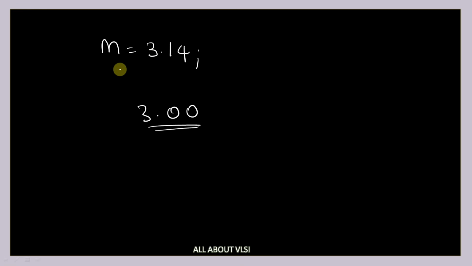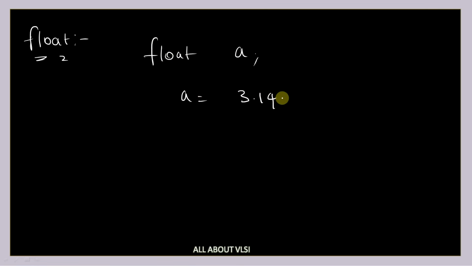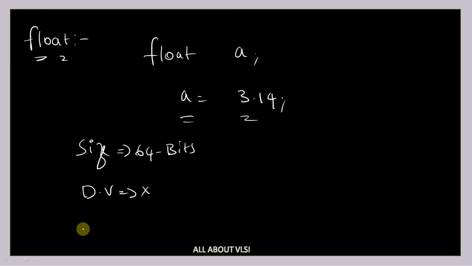After this we have one more data type which is known as float. Let's say if I want to store any decimal values inside my variable, then I'm going to declare that variable as float. For example, float a, and a is equal to 3.14. Then I can store these decimal values inside this variable a. The size coming to this is 64 bits, the default value is unknown, and it is a signed data type.